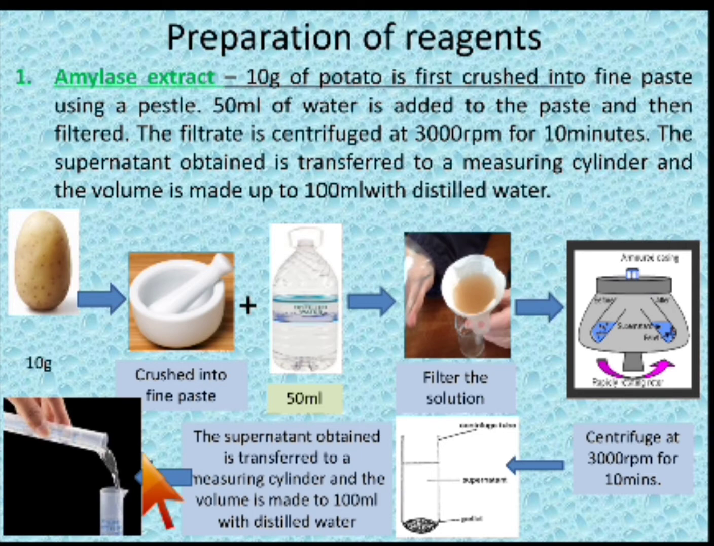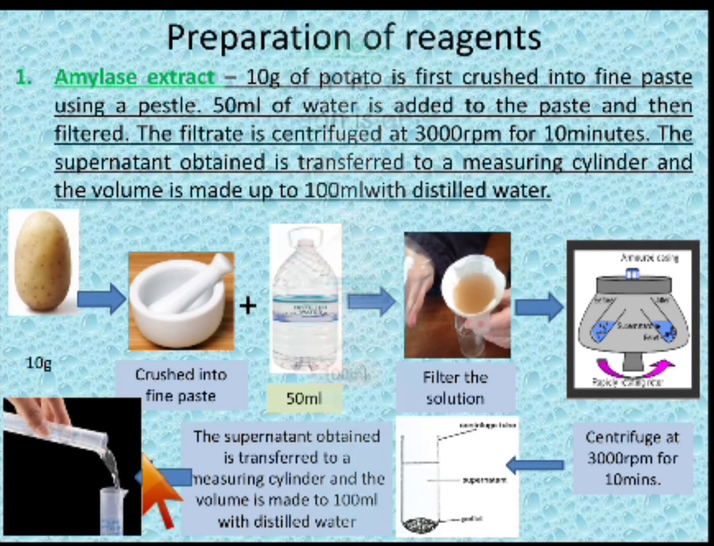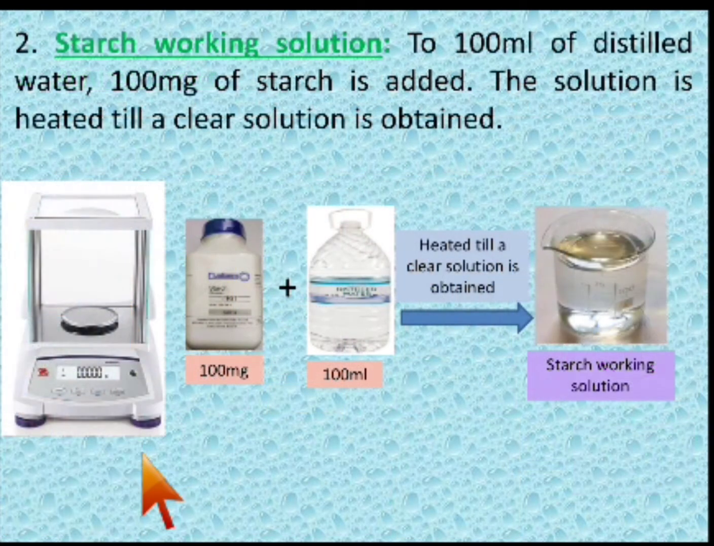The next reagent that we require is the starch working solution. For preparing the starch, we will require 100 milligram of starch in 100 ml of water. That will be the working solution of starch, and you also need to heat the solution until a clear starch solution is obtained.